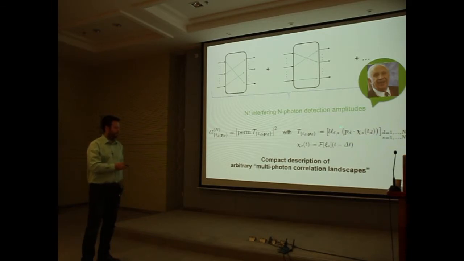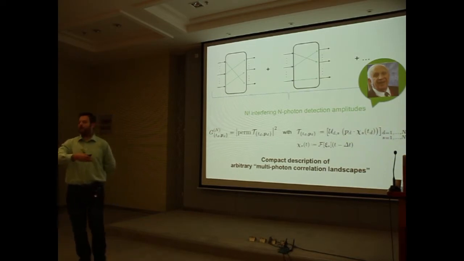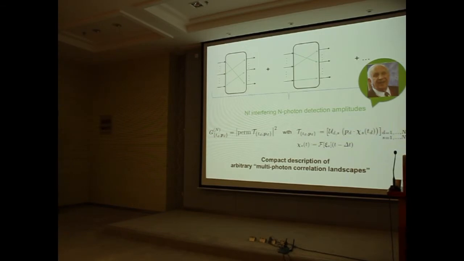So we have all the information in this matrix: the propagation through the interferometer, the time of detection and polarization, and also how the spectral distribution of the photons gets into the game. In principle, you can describe any possible interferometer, any possible input single photon states. And what you get through these correlation measurements is a compact description of arbitrary multiphoton correlation landscapes. So this is a nice formalism that describes the physics of this system, very general.